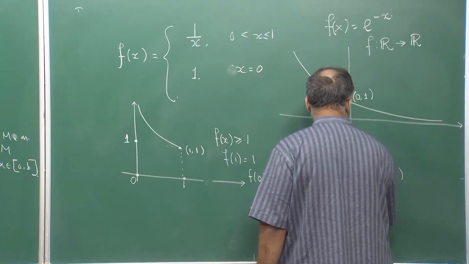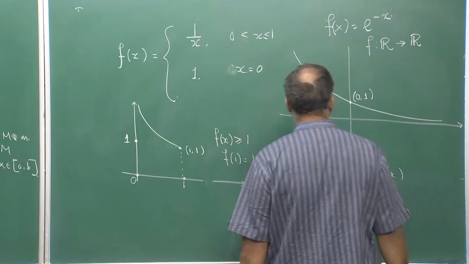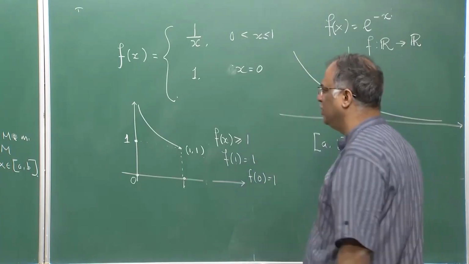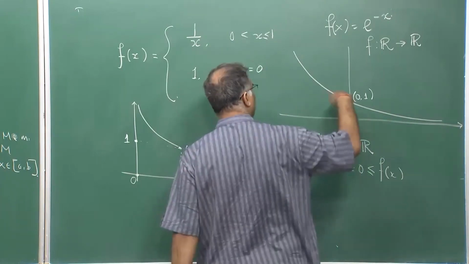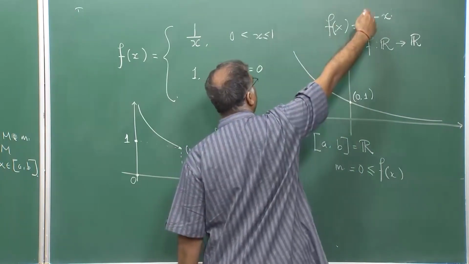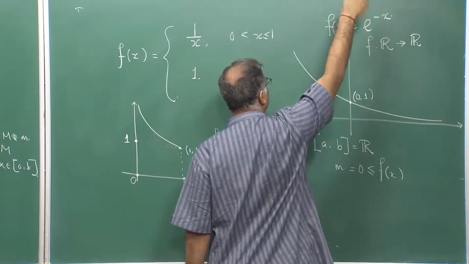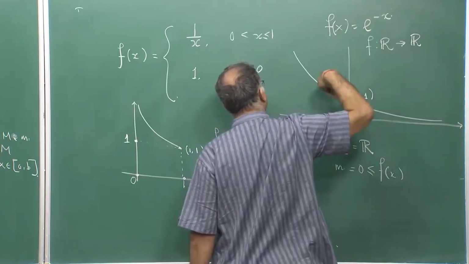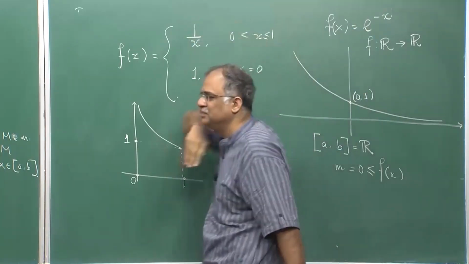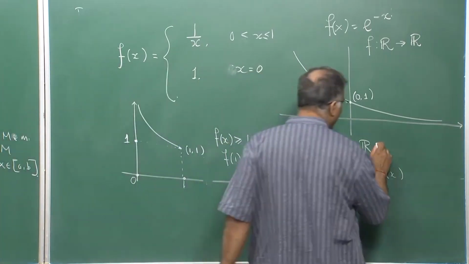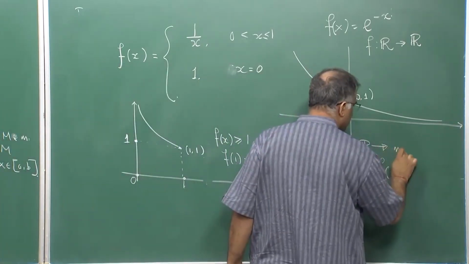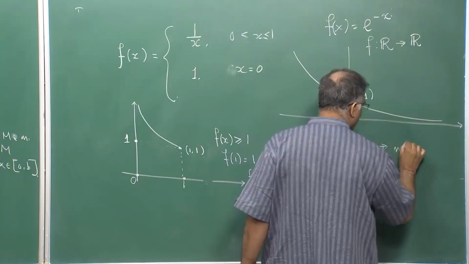So, your small m is 0, but is there an upper bound? The answer is no, because as you keep coming towards the negative side, the functional value will keep on increasing, it will be e to the power some positive number, and then it will just keep on increasing. So, here I have continuity of the function over the whole real line, but I do not have the compactness, this whole line R is not compact.